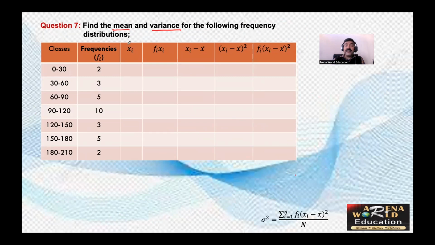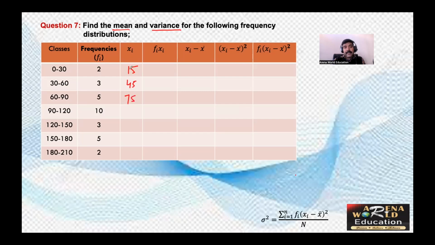And how to find Xi? It is very easy. We will find the midpoint of each class interval. So what is the first midpoint? It is 0 plus 30 divided by 2, so that will be 15. Similarly, 30 plus 60 divided by 2 will be 45. Then 60 plus 90 divided by 2 is 75.